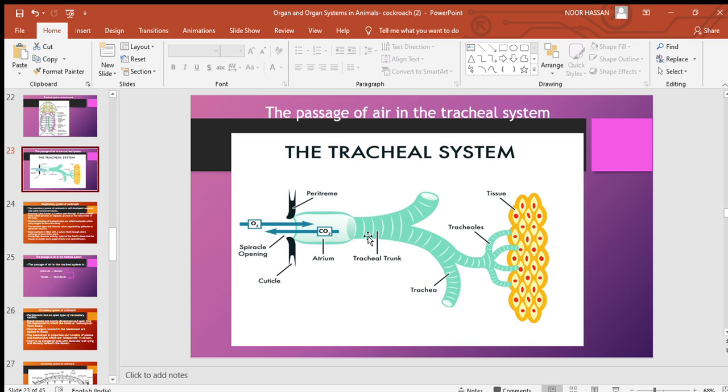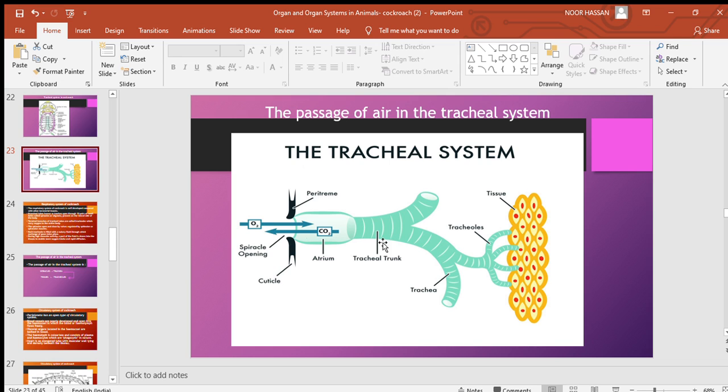So this is the trachea, which opens outside through the opening called the spiracle, and this is for gas exchange. Oxygen moves through this trachea, and the trachea branches off to form tracheoles, and tracheoles are in contact with the tissues so that it is easy for gas exchange. These tracheoles are filled with watery fluid to facilitate gas exchange.